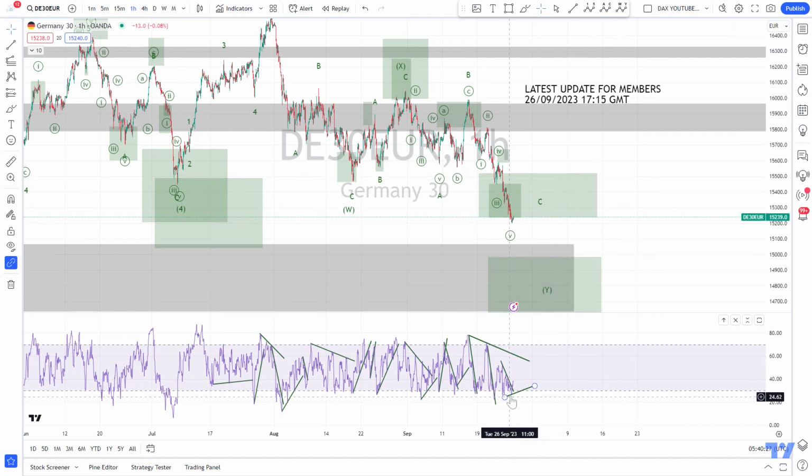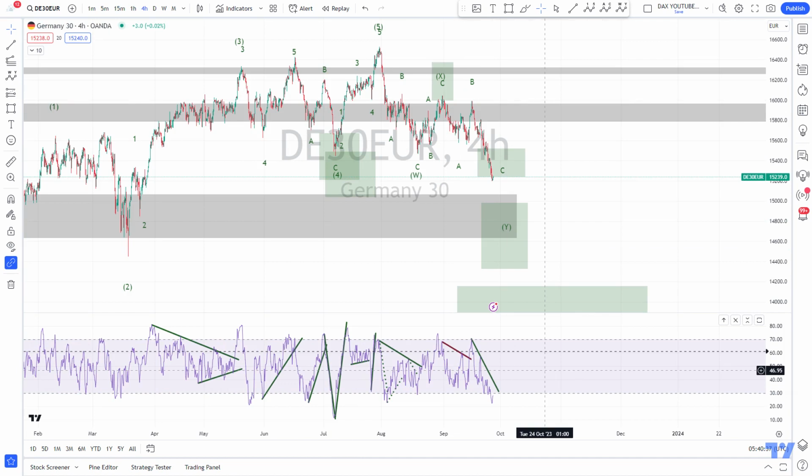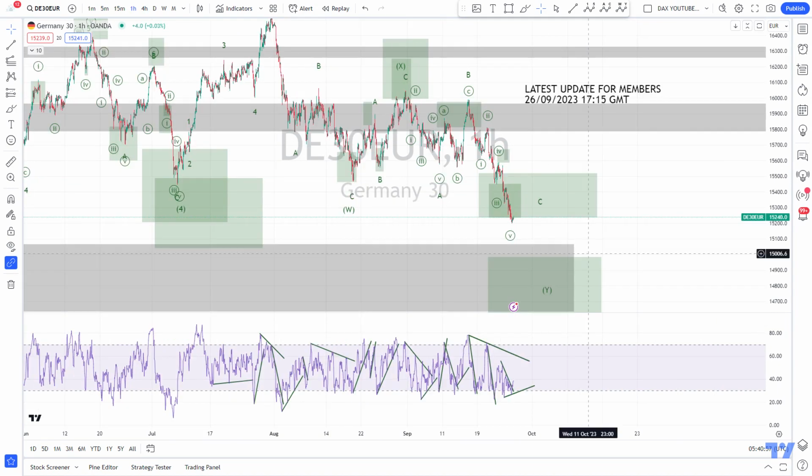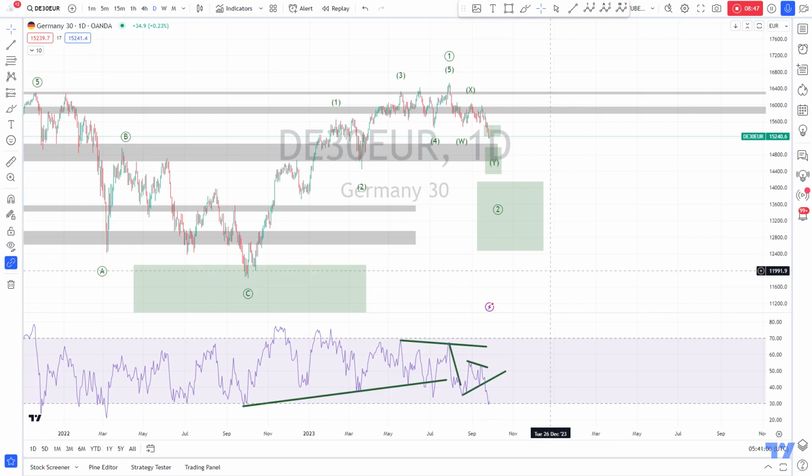Of course, we have to make an upward cycle here in the 1 hour, but more importantly, also an upward cycle in the 4 hour. And for now, we do not even have divergence in the 4 hour. Yeah, I would prefer to see divergence here in the 4 hour. Also in the daily, then what needs to happen? We also need the break of this.